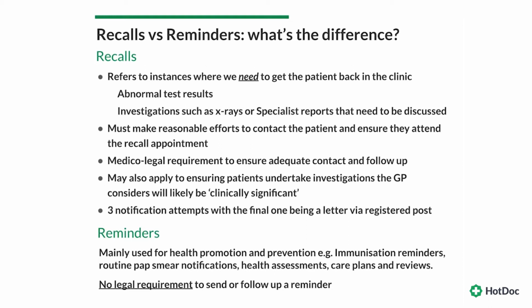Aside from those, as soon as we get an abnormal test result, the best practice approach seems to be three notification attempts, and that could be using a variety of methods. It could be a phone call, a letter, or via mobile phone, which I'll talk about in more detail later on. The final attempt should be a letter via registered post. The reason for three notification attempts is that it's considered to be the reasonable effort to try and contact and bring that patient in.